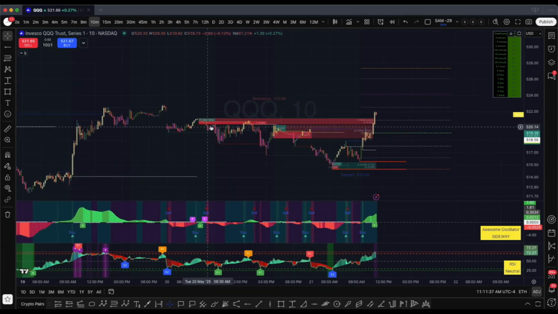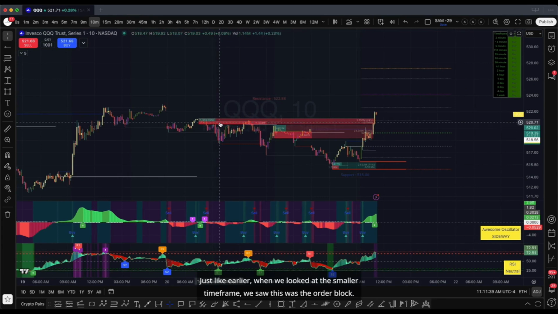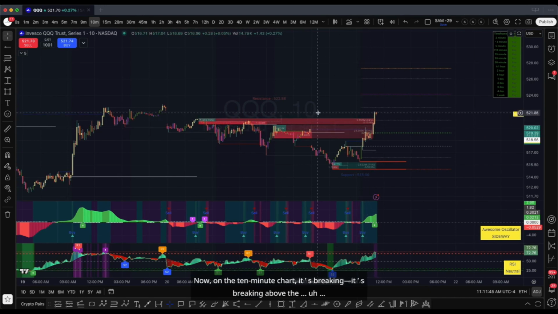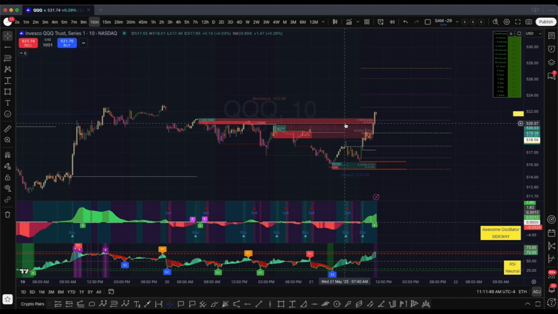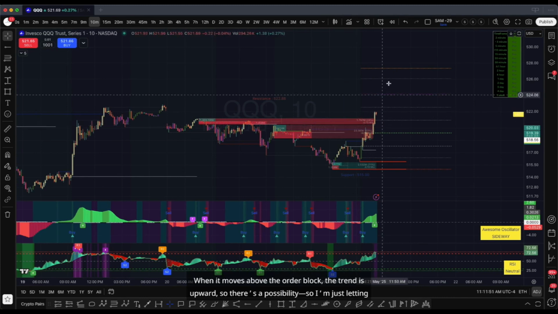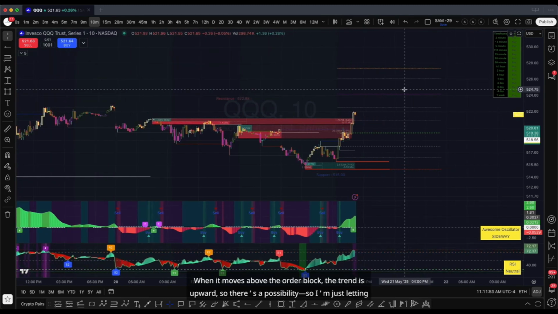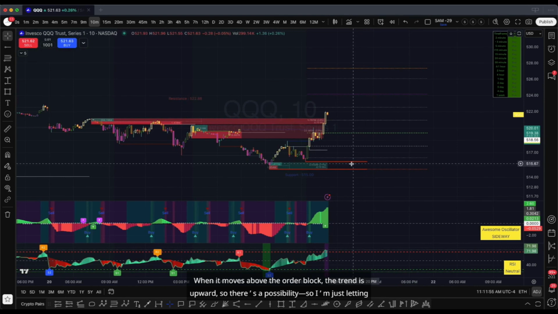Okay, like this. Just like earlier, when we looked at the smaller time frame, we saw this was the order block. When it hit this resistance, it couldn't break through and moved sideways. Now, on the 10-minute chart, when it moves above the order block, the trend is upward. So there's a possibility. I'm just letting everyone know.